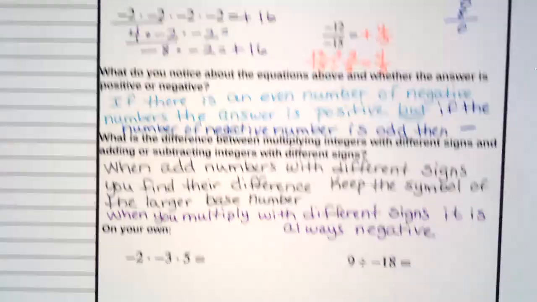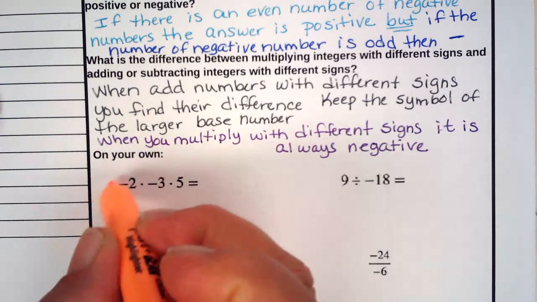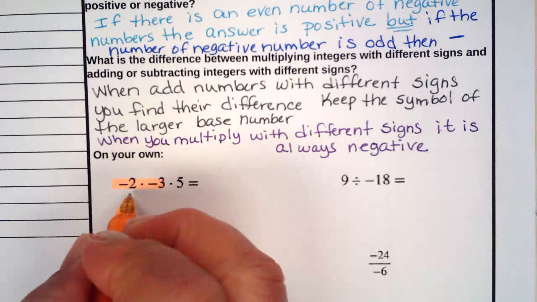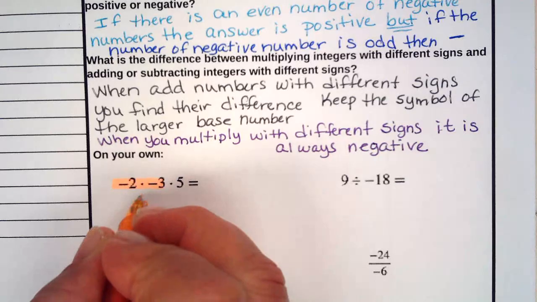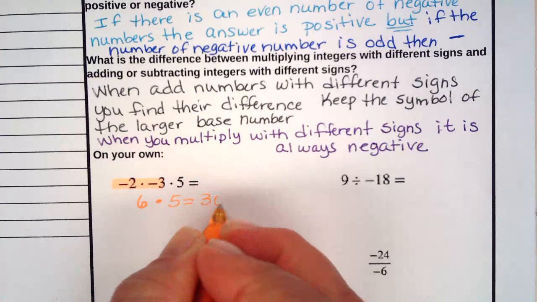Okay, pause the video. Can you do the first one on your own? Pause the video now and see if you're understanding. Well, I do hope you tried. So, -2 times -3. Negative times negative is a positive. 2 times 3 is 6. 6 times 5 is 30.